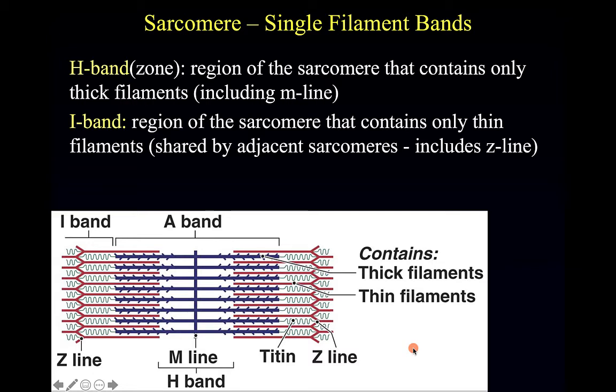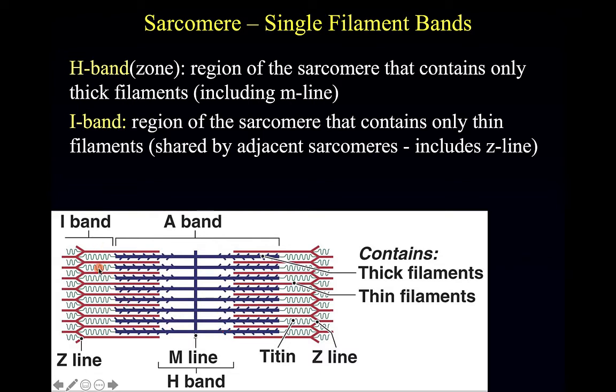Now, as we get kind of deeper into this, we need to take a look at the various bands, and these are the bands that we can actually see when we see striations in muscle. We have our H band and our I band to take a look at in this particular image. The H band is in the middle. So we kind of see that here. You can see that it's only the area that has thick filaments only. It includes the M line, but it's not including the area of overlap.